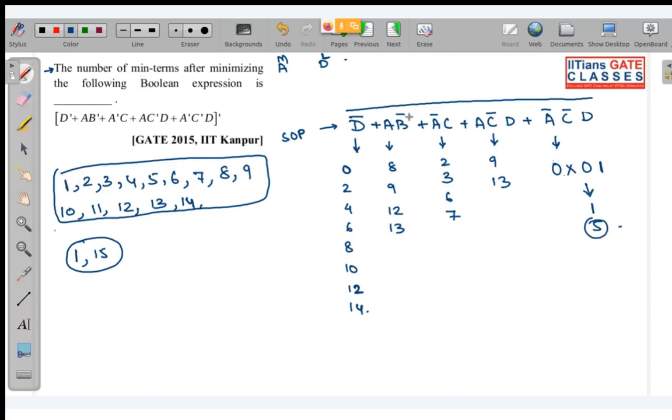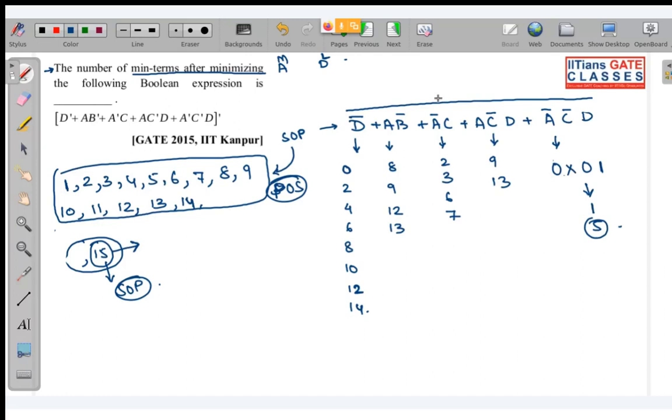So now when I do complement of SOP, all these terms now convert to POS. Now these are your POS numbers after I complement. So the remaining out of 0 to 15, which number is remaining? Only 15 is remaining. So 15 is your SOP and they have asked you what? The number of minterms after minimizing. So the minterm number is 15. If any one of you have any doubt, please let me know. Or else this question will be very, very lengthy if you solve it from the normal method.